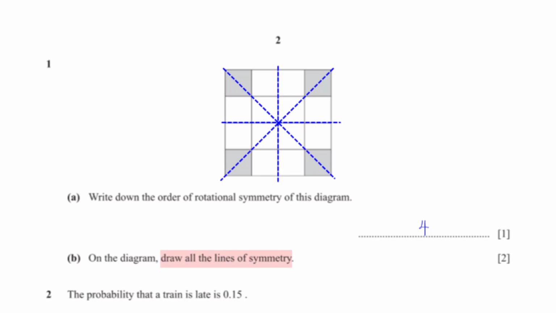On the diagram, draw all the lines of symmetry. So a line of symmetry is any line that cuts a shape into two halves such that one half of the shape is a mirror image of the other half of the shape. And so for this shape, we have a total of 4 lines of symmetry.